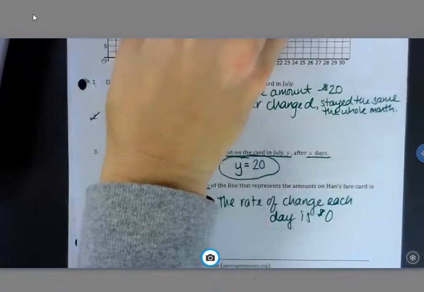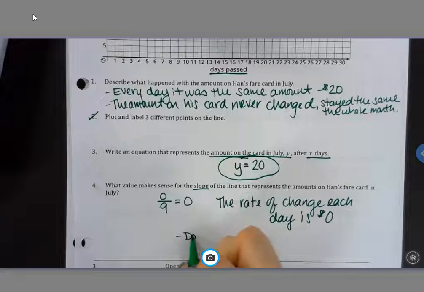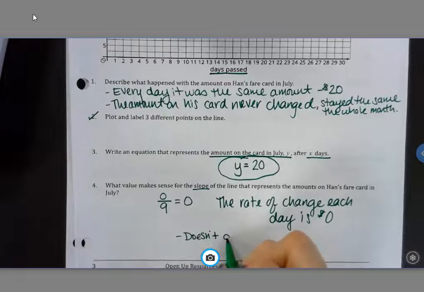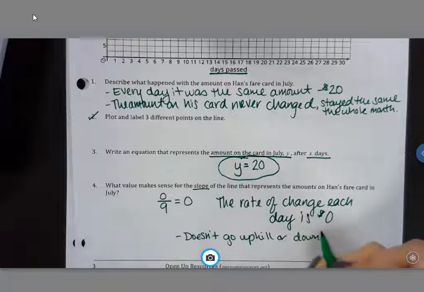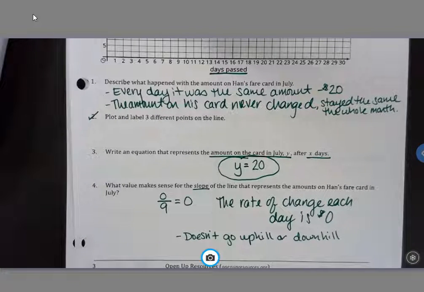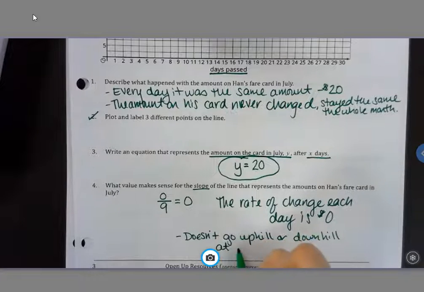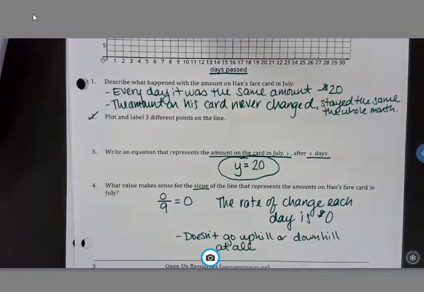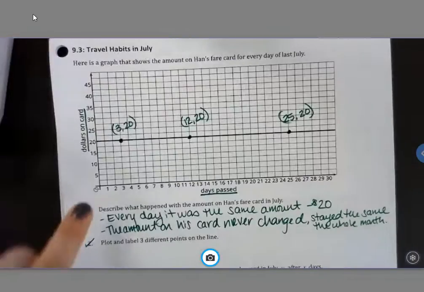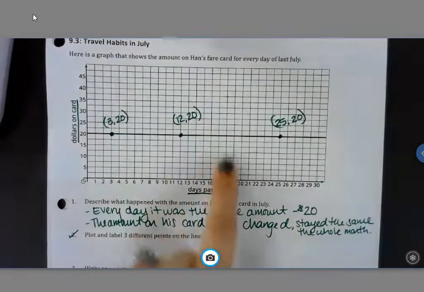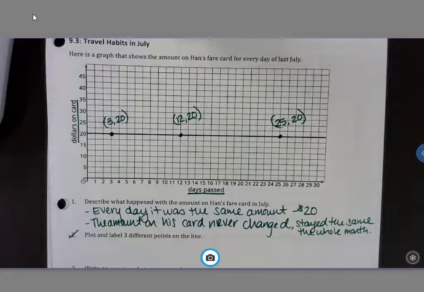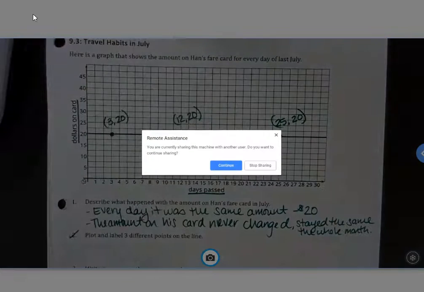Another thing you should recognize is it doesn't go uphill or downhill at all. So it can't be positive or negative. It's just 0. Nothing's changing about this graph. Okay, so that slope is going to be 0. It's not going up or down by any amount each day. It's staying at 20 on his card every single day.